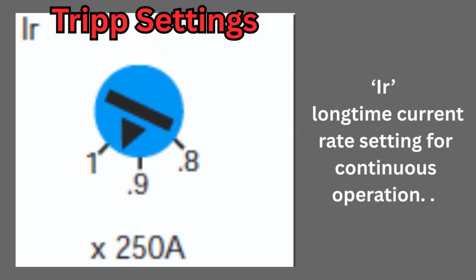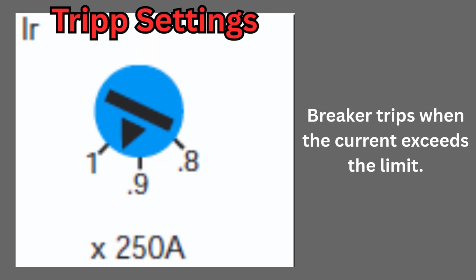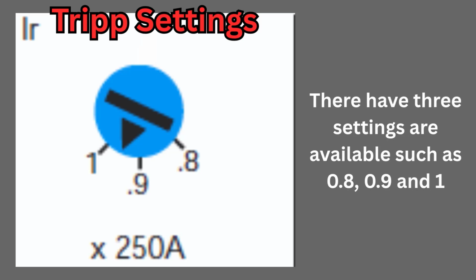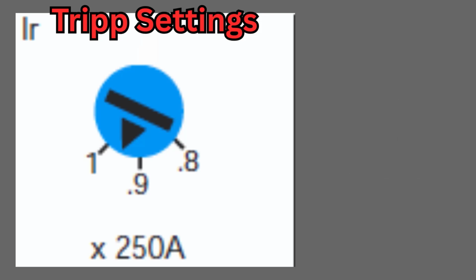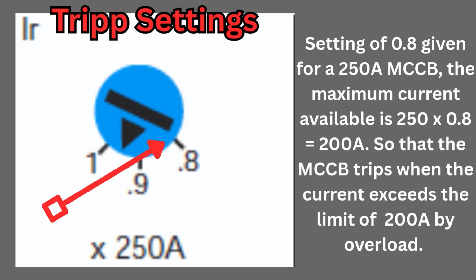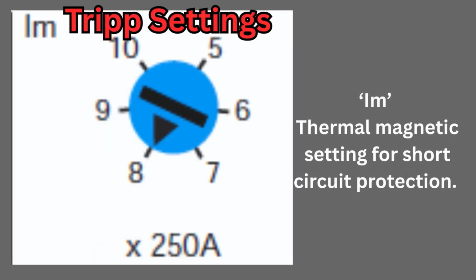IR, long-time current setting for continuous operation. A breaker trips when the current exceeds the limit. Three settings are available, such as 0.8, 0.9, and 1. A setting of 0.8 is given for a 250 amp MCCB. The maximum current available is 250 times 0.8 equals 200 amp, so the MCCB trips when the current exceeds the limit of 200 amp due to overload.